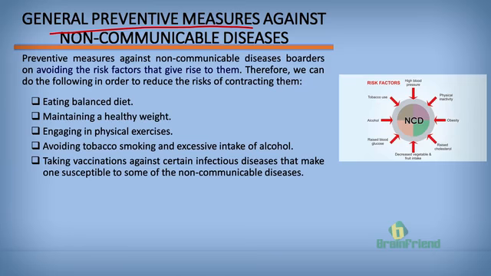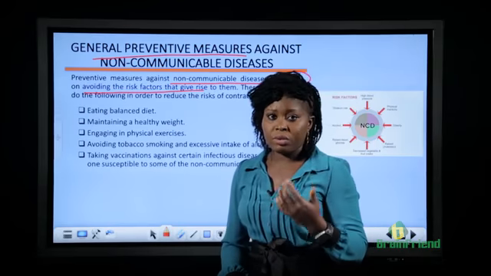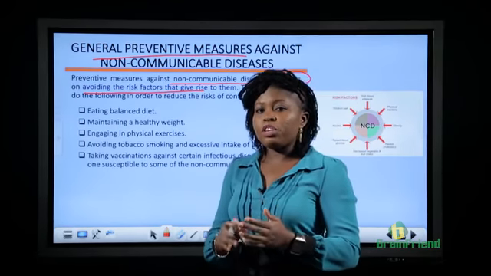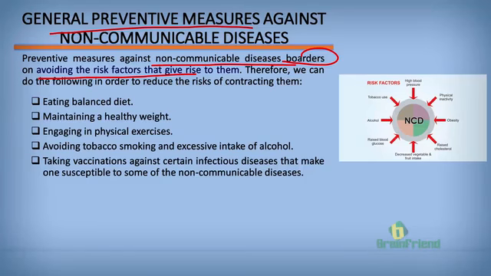Now, preventive measures against non-communicable diseases border on avoiding the risk factors that give rise to them, okay? So if we handle the risk factors that give rise to these diseases, then we are most likely to prevent or at least greatly reduce our chances of developing non-communicable diseases. So the following are things we can do to reduce our risk of contracting non-communicable diseases.